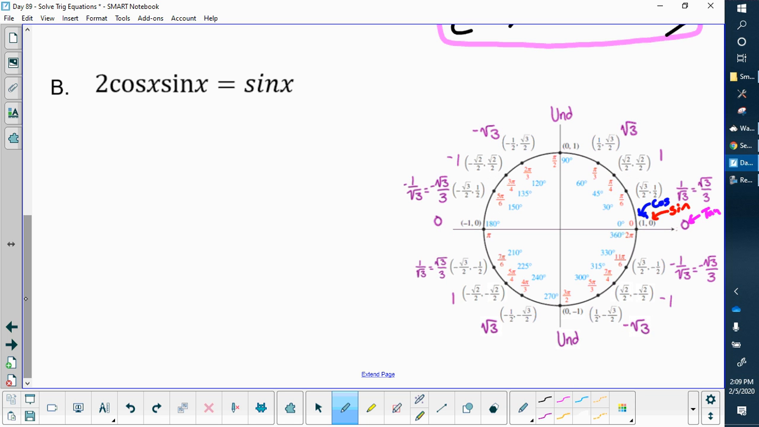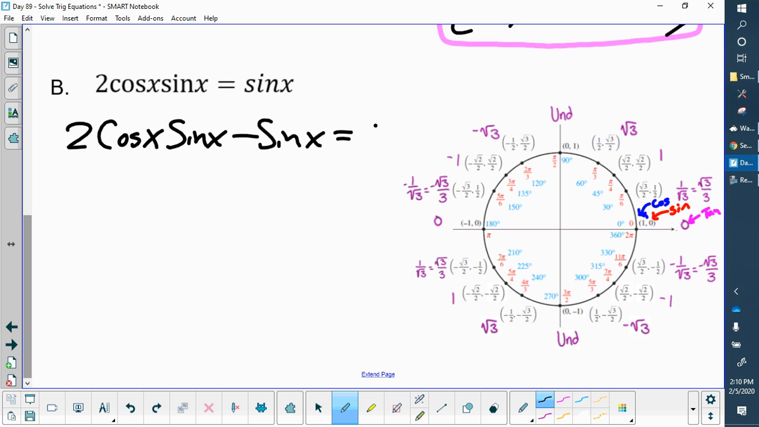Problem 2. All right, I'll give you a second to write it down. Okay, first thing I notice is I have trig ratio names on both sides of the equal. Let's move that sine of x to the other side. So now I have 2 cosine of x times sine of x minus sine of x equals 0.